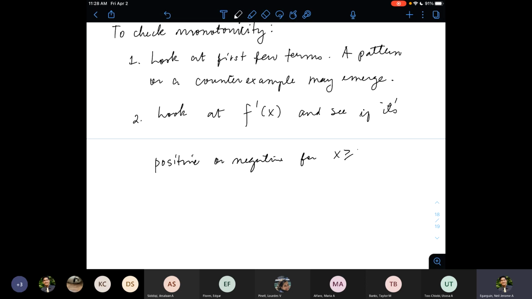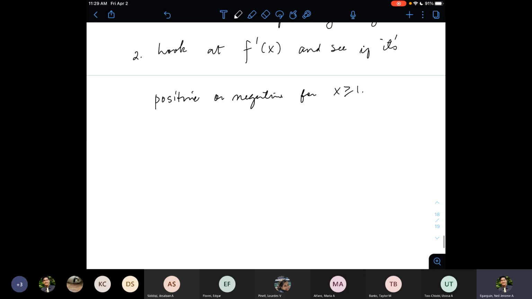For x greater than or equal to 1, if the derivative of the real valued counterpart of your sequence is positive for all x greater than or equal to 1, then it is increasing. If the derivative of the real valued counterpart of your sequence is always negative for x greater than or equal to 1, then that means the given sequence is decreasing. All right, so just borrowing some concepts from Cal 1.